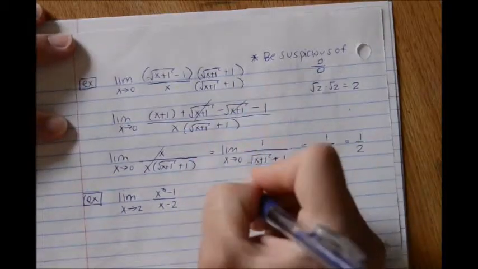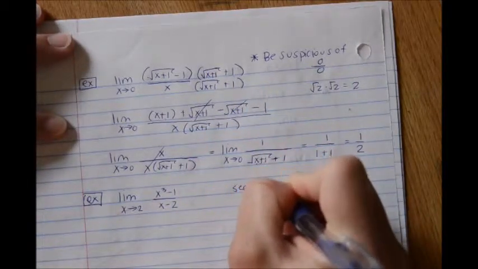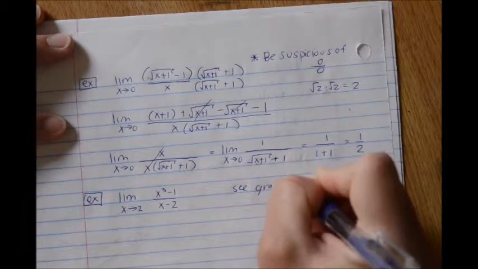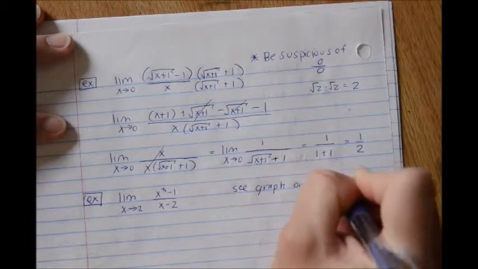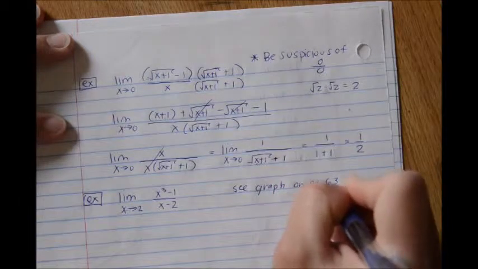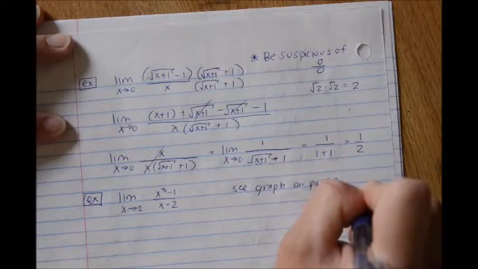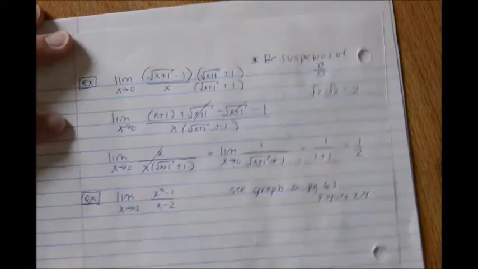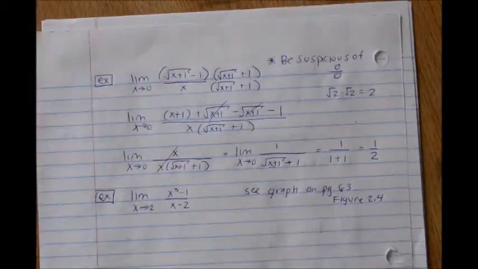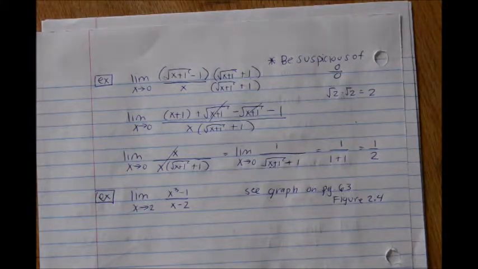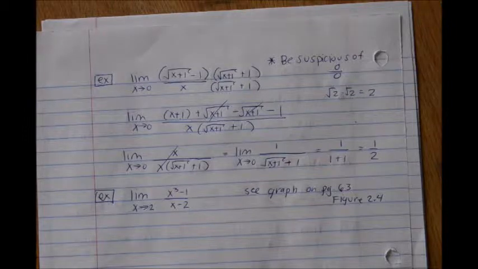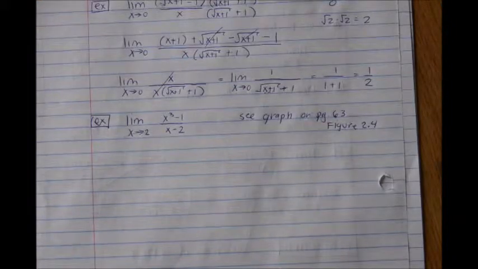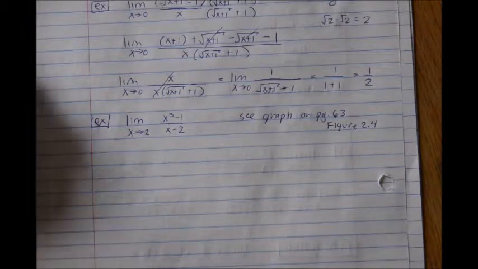Okay, so you can graph it on your calculator. See graph on page 63, and it's figure 2.4. Just in case you want that for your notes, and then that way you can look at it that way. It's really easy to see. So that way when we looked at it, we said, of course, the limit doesn't exist because the right and the left-hand limit are different. Okay, so let's talk about finding a strategy for finding limits.